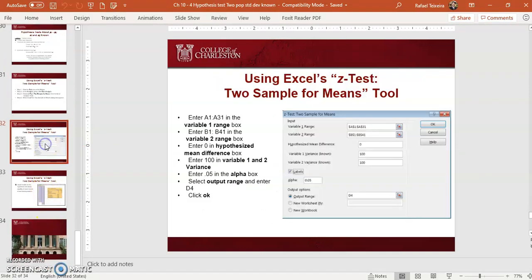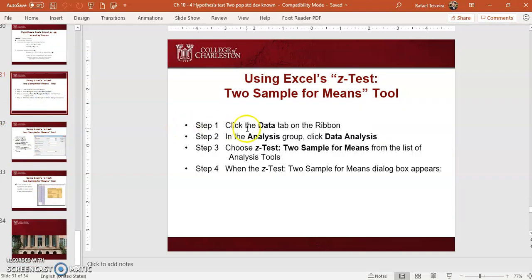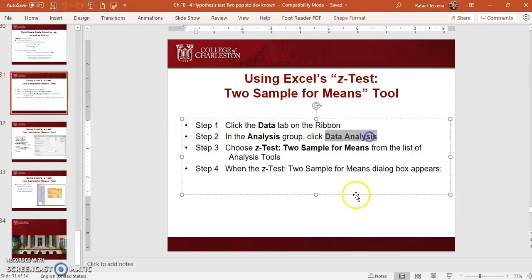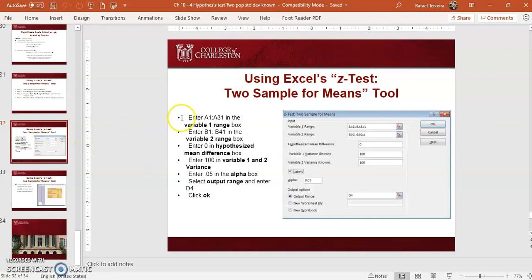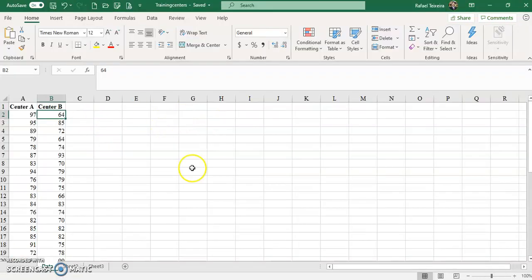And here we're going to use the data analysis tool. Remember the data analysis tool we used, I believe in chapter 8, for the confidence interval. We have a test which is the z-test two sample for means. And I'm going to go over that with you now. Okay, so we have that.